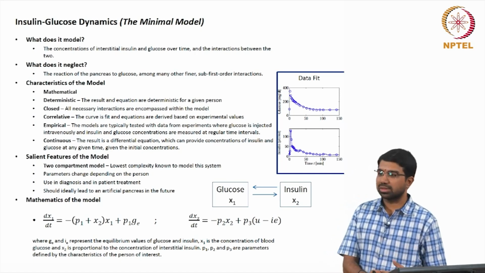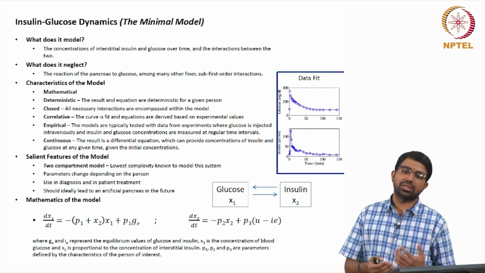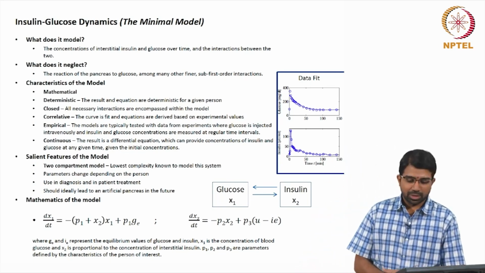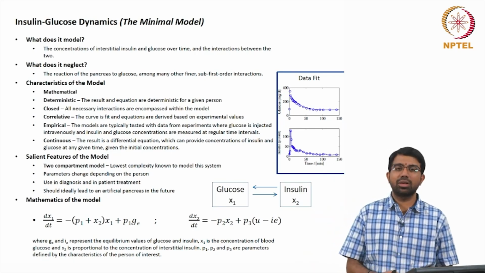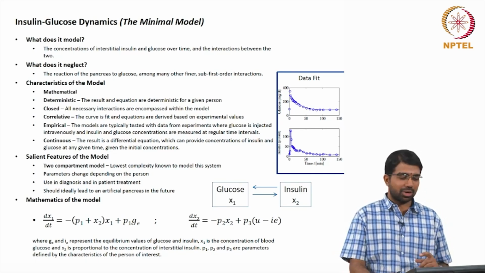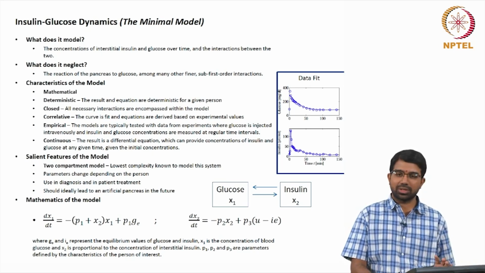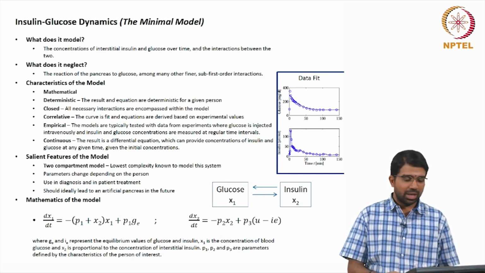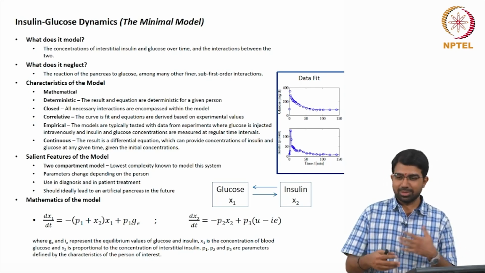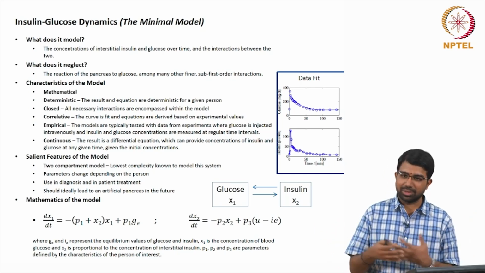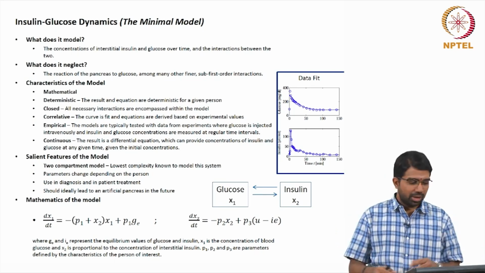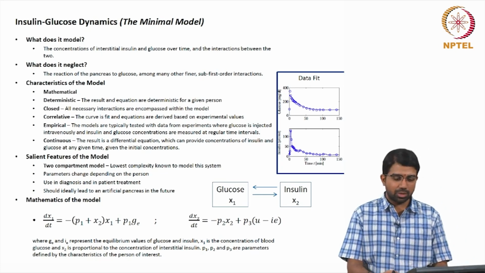The modeling process that we discussed earlier: what is the scope, whether it is a continuous model, empirical model, correlatory model, dynamic model and so on. Now this is a classic, very simple model of insulin glucose dynamics. It is a minimal model. What does it model? It just models interstitial insulin and glucose over time and the interactions between the two. It neglects so many other things. There is the pancreas, there is glucagon, there is a very complicated signaling network, some receptors involved, all that is ignored. It is a very simplified model of what happens to glucose and insulin.